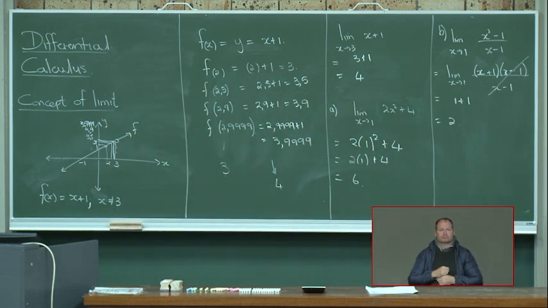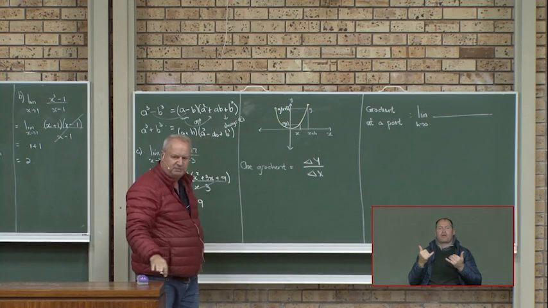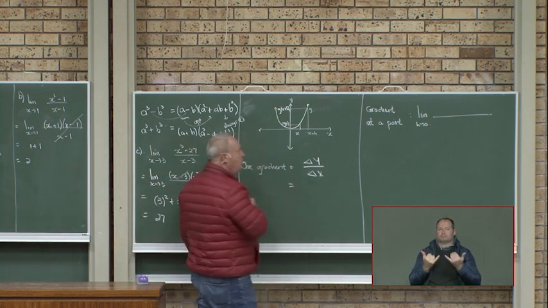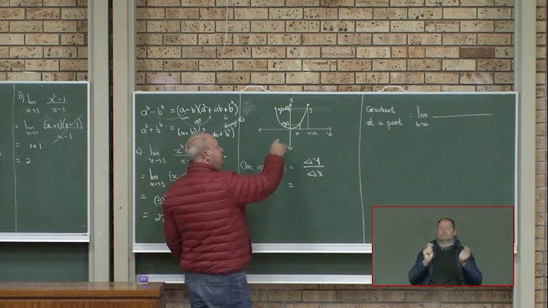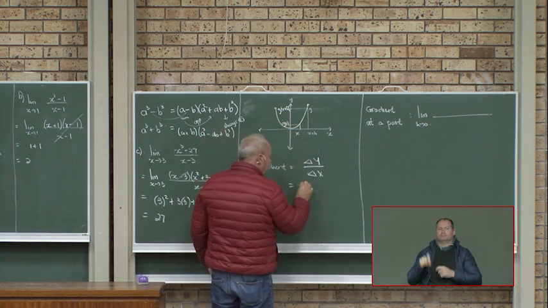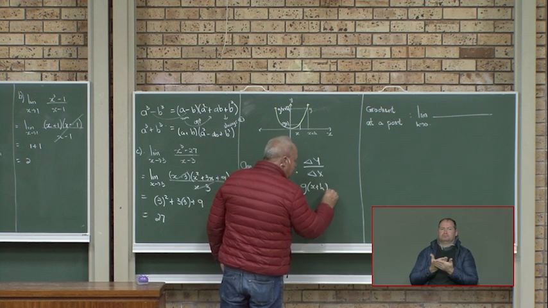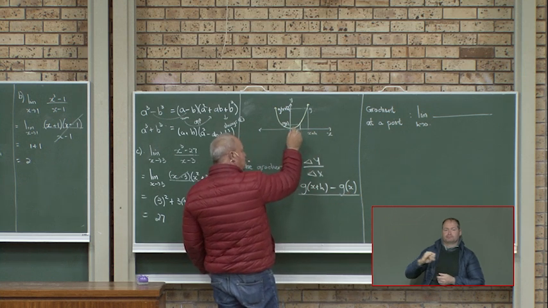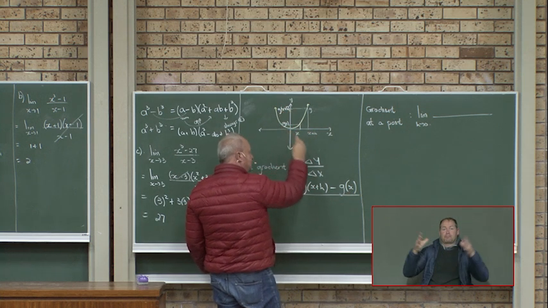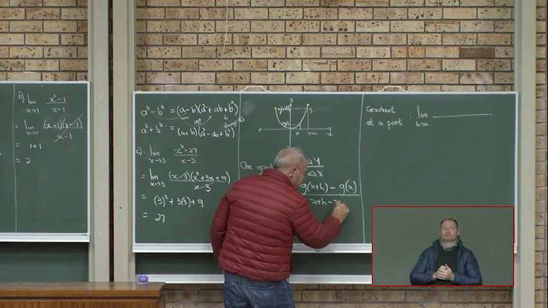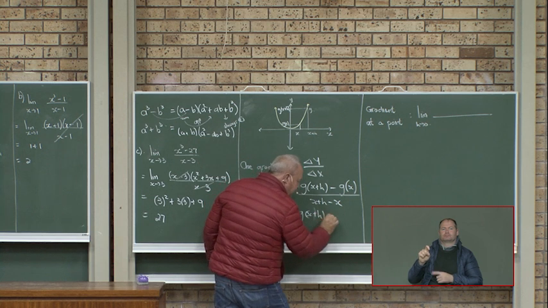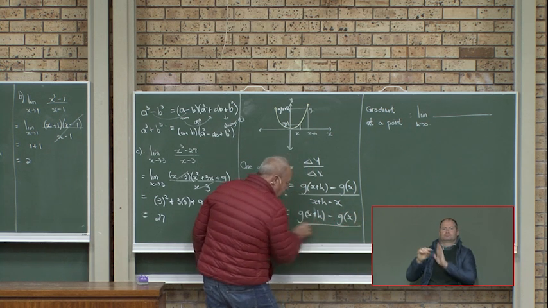Now, if this is x, this is g(x). If this is x plus h, I will get a value of g(x plus h). Is that clear? Now we can say the average gradient is change in y over change in x. So it is this y value minus this y value: g(x plus h) minus g(x), over this minus this. Always the big minus the small. x plus h minus x, which is equal to g(x plus h) minus g(x) over h.